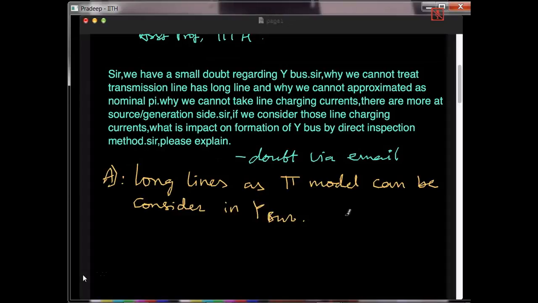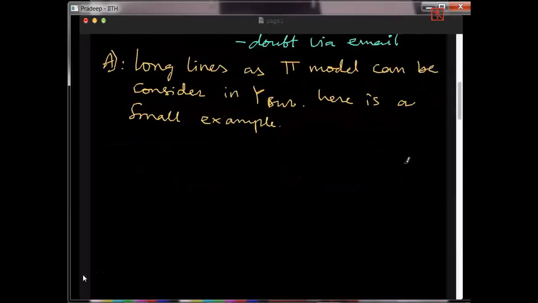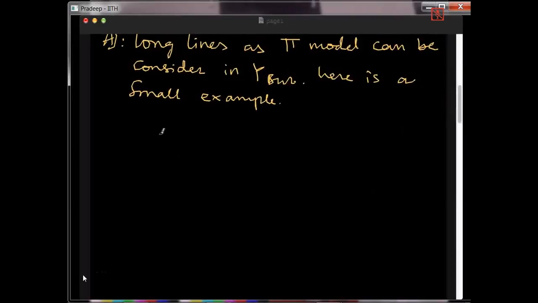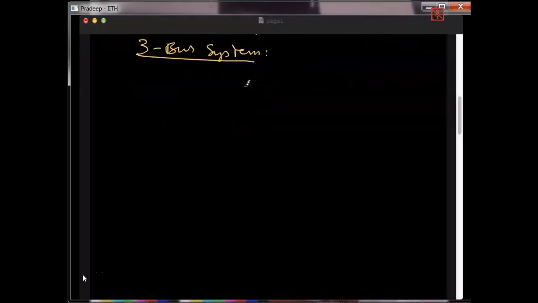So here is a small example. The example is like this. Consider a small two-bus system. Let's make it slightly complicated: a three-bus system. So I have, you know, with long lines, with pi model lines.